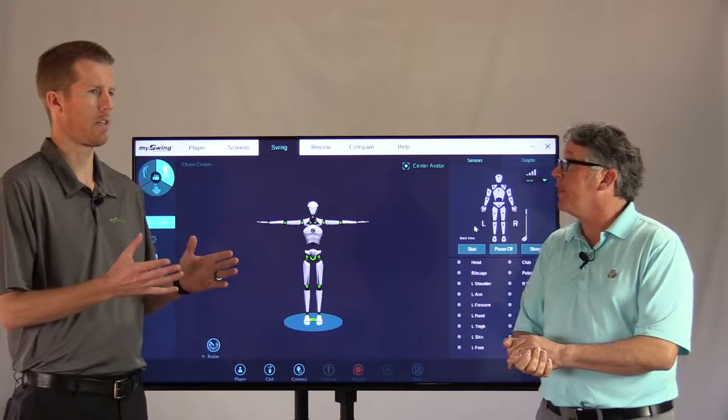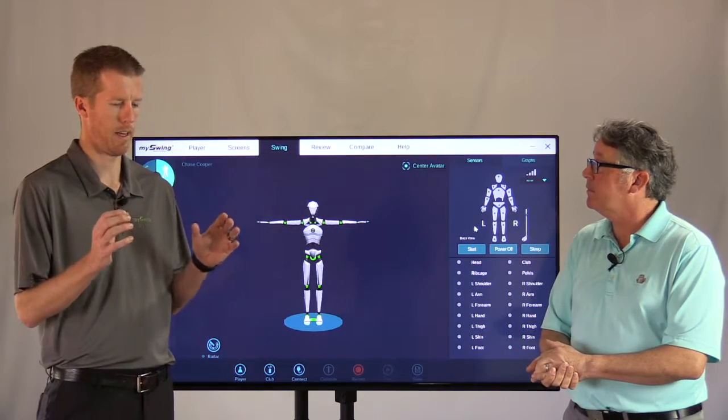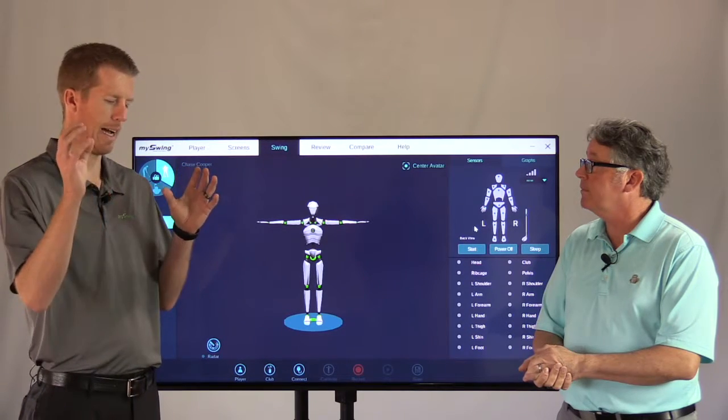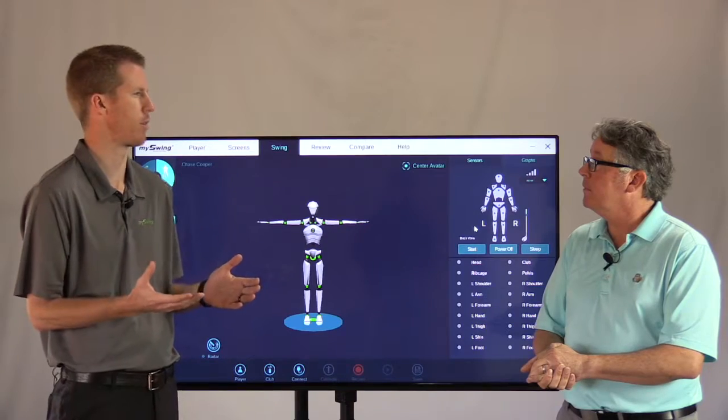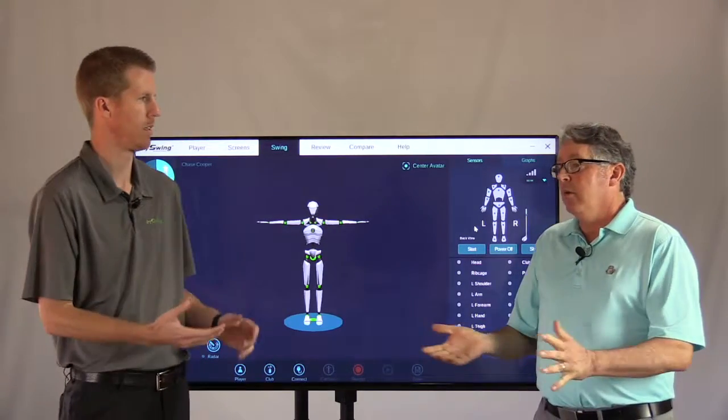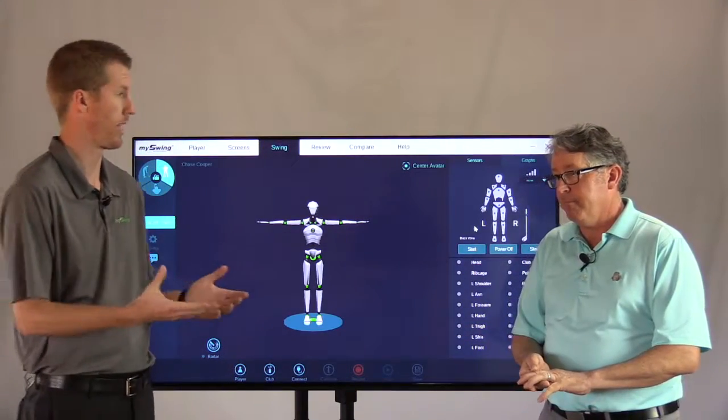So you touched on a lot of really good subjects there. One thing I'm curious about: you talked about how you can improve the golf swing with 3D. Talk to me about injury prevention. How can you use 3D to pinpoint a player's risk of injury?